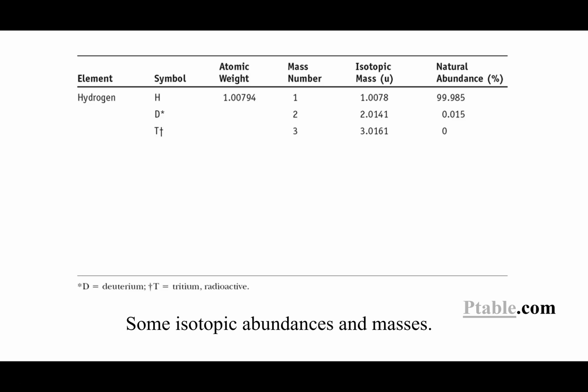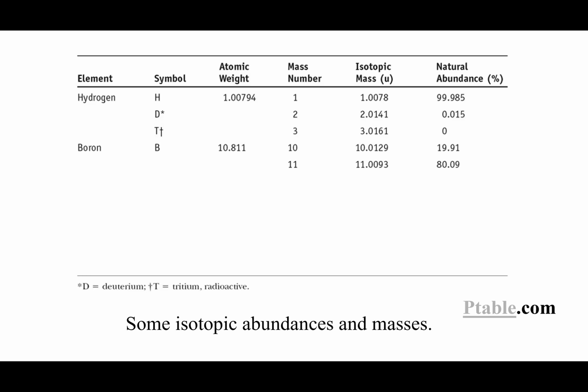Most hydrogen is just the normal hydrogen. For whatever reason, hydrogen is so important, they get fancy names for the other 2 isotopic forms. D stands for deuterium, T stands for tritium. There is a little bit of deuterium that naturally occurs, but tritium is not so much, right?